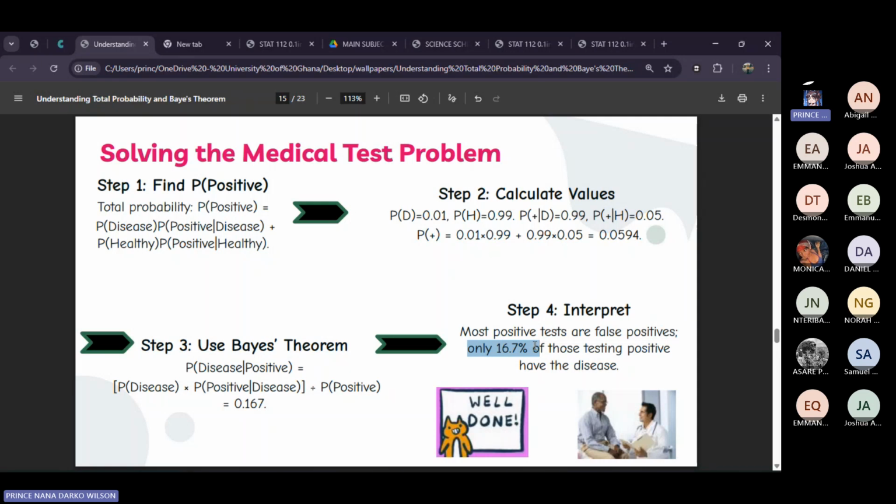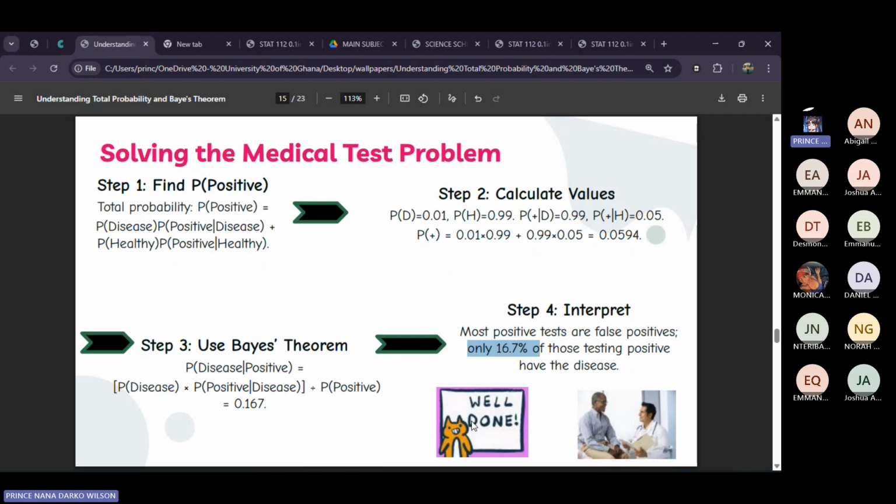So what this means is that if you, for example, go and test whether or not you have maybe HIV, the test is positive, and you are told that this testing equipment has this false positive rate and this false negative rate, you don't need to panic. It doesn't mean you have it, but then there's only a 16.7% chance that you have it. That means the remaining 83.3% is likely that you don't have it. Therefore, the chances of you having the disease with that test is very low. That's how you interpret the results.